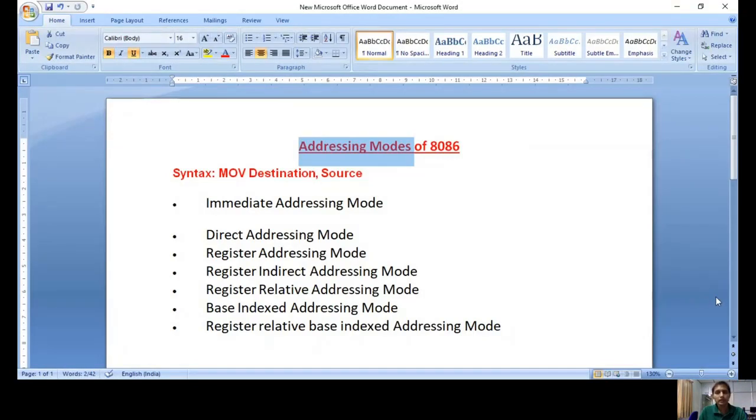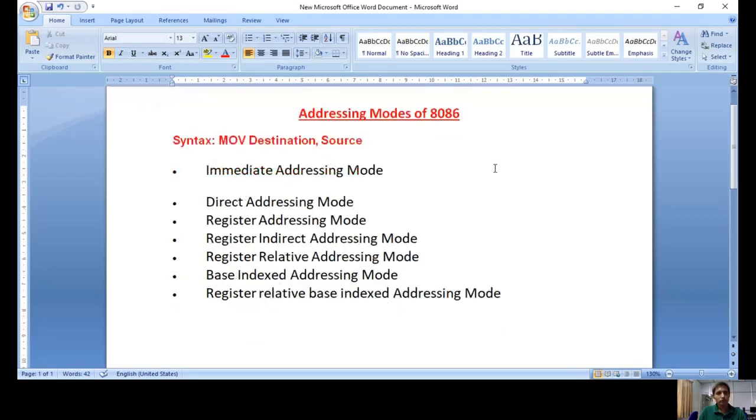Nothing but how many ways the processor can access the data is referred to as addressing mode. For all those addressing modes the syntax is only one. The mnemonic is MOV, destination operand comma source operand. Every time the data is always transferred from source to destination only. So the mnemonic must be MOV for all addressing modes. Let us see what the various types of addressing modes are.